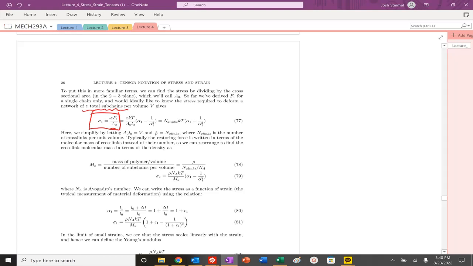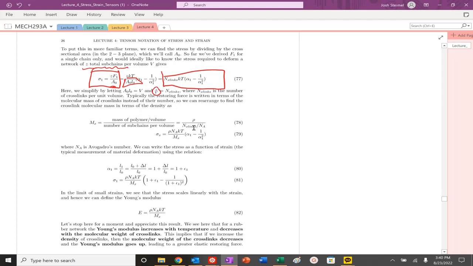So I need the number of subchains z per volume. So multiply that out. When I look at n sub x, it is z, the number of subchains per volume. So z divided by this is the volume. So I'll get out my number of crosslinks times kT times alpha 1 in here. So this is really important.